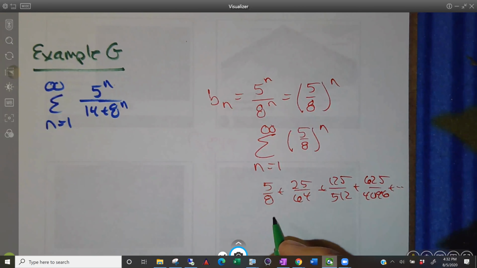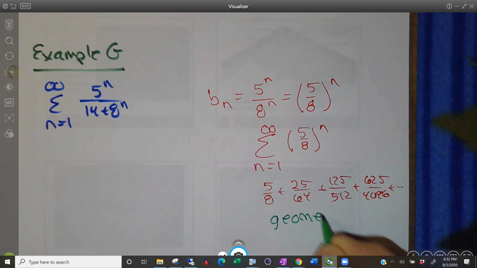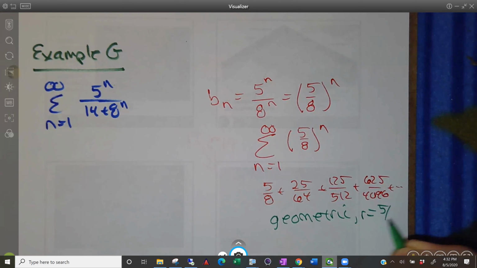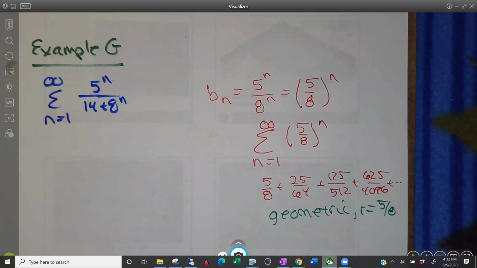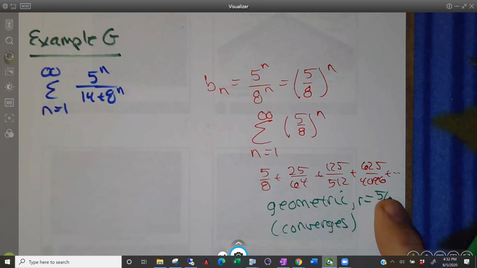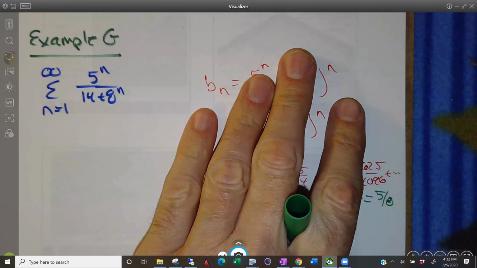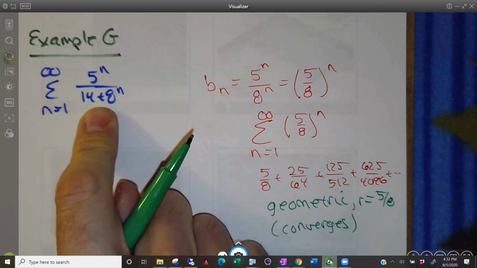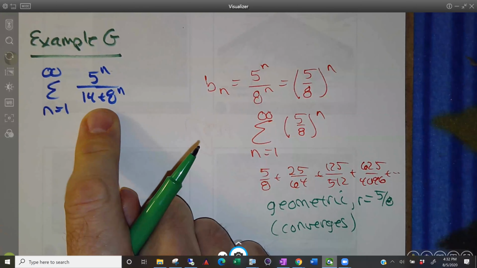All right. Yeah, it's geometric, with r equal 5/8. And if r equals 5/8, what's that telling me about my series? It converges. Remember, because the absolute value is less than 1. So great. I know that this is a convergent series. That's making me think that this is probably a convergent series too. We just got to check it.